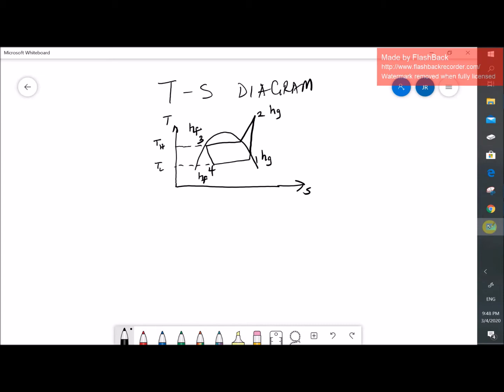Now, from this TS diagram, we can derive formulas for the compressor power, which is at this point. At this point is the compressor power, which is the work net. At this point is the heat absorbed, QL, while at this point is the heat rejected, QH. All right, now we can state the formulas for each of these phases on the TS diagram.